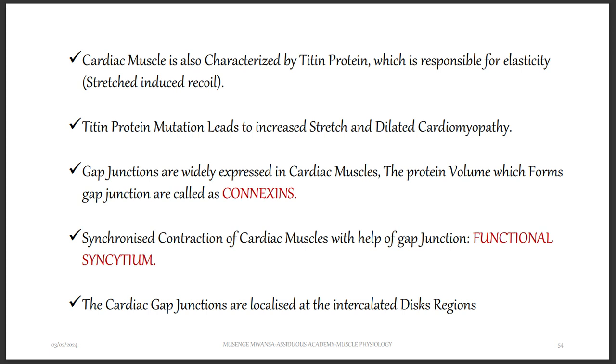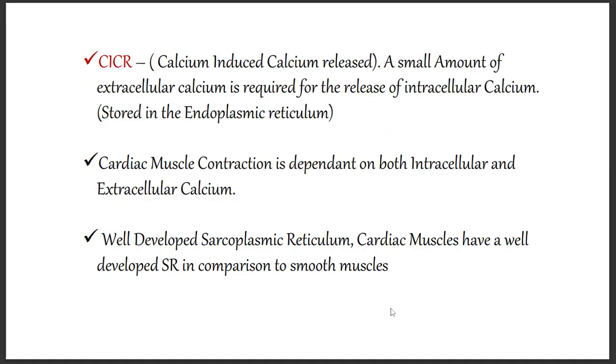Gap junctions are going to be widely expressed in cardiac muscles. The proteins which form gap junctions are called connexins. These are more circular proteins which can move around themselves to close or open the gap junction so that things can pass through. Synchronized contraction of cardiac muscle occurs with the help of gap junctions. So these cells operate as what is known as a functional syncytium because of these same connexins, and these gap junctions are localized at intercalated discs.